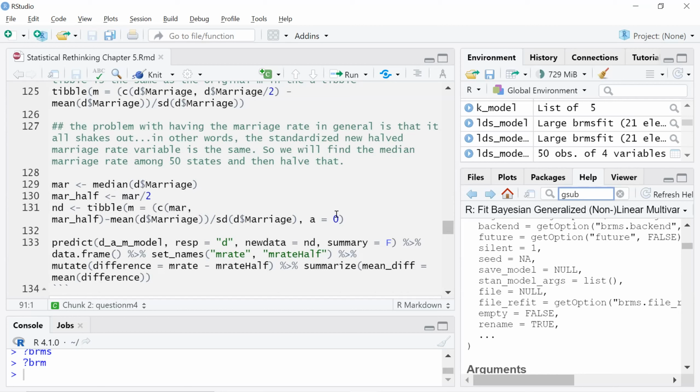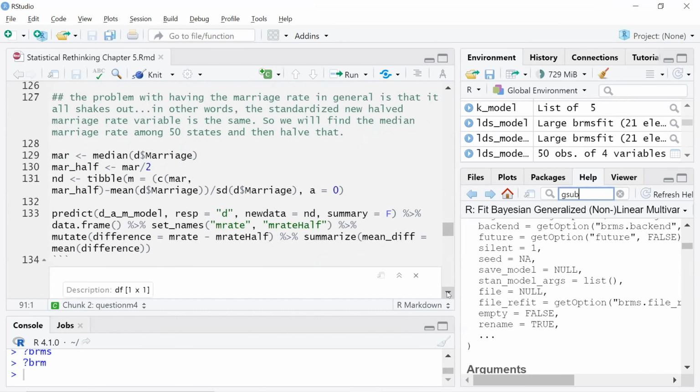And then to standardize it, I do it by the mean divided by the standard deviation. And then A, we're holding constant. So this, holding it at 0, I was not sure what that was going to do, because we don't want it to be 0. But I guess the point is, we're just saying we're not doing anything with A. So then go over here to the predict. Our response is D. New data is, of course, this thing right here. Summary is false. I'm not sure what would happen if maybe that'd be true, but I don't think it, it gets a little messy. Convert that to a data frame.